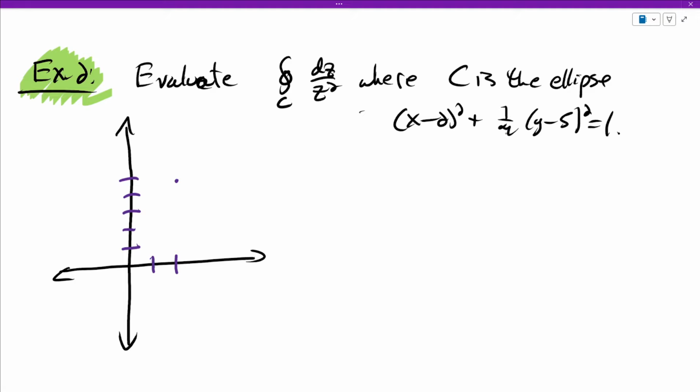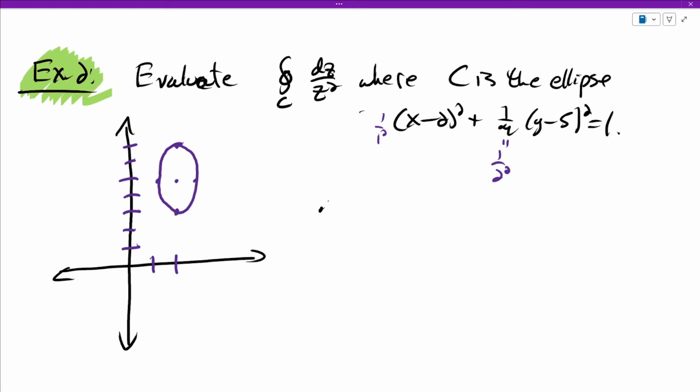And we have a 1/4 here, so that tells us our major axis is the vertical axis, and we need to go up 2. So this is going to be a point on it, because 1/4 is like 1/2 squared. And we also have an (x - 2)^2 here, and so that's like a 1 over 1 squared. So we're going to go to the left and right 1. So we should get something like this, unless I've completely forgotten how to graph ellipses, which might be true as well. Nevertheless, that's the contour that we're integrating over.